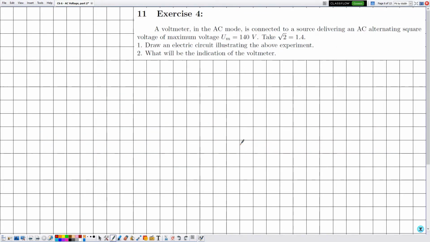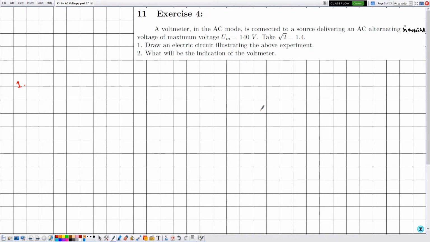Now, as for exercise number 4, section 11, they are telling me a voltmeter in the AC mode is connected to a source delivering an AC alternating square. So please also let's correct the square and make it sinusoidal, of maximum voltage UM equal to 140 volts. Take square root of 2 equal to 1.4. Now in number 1, they are telling me draw an electric circuit illustrating the above experiment.